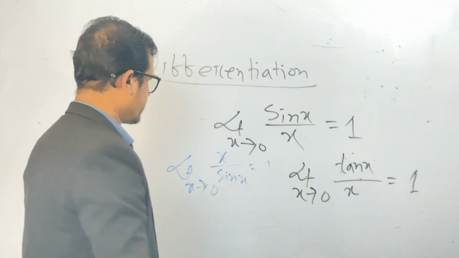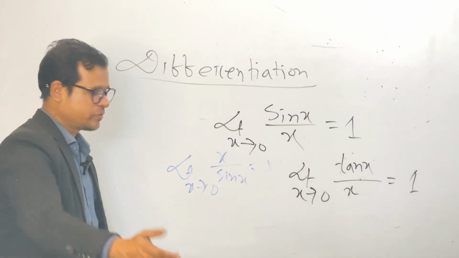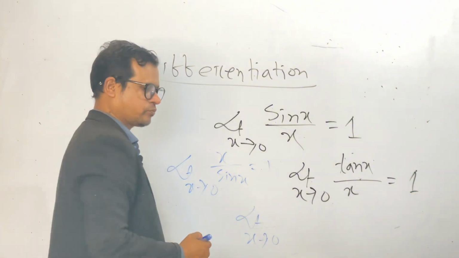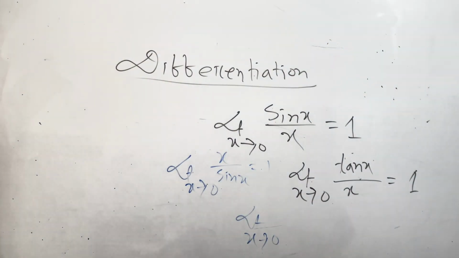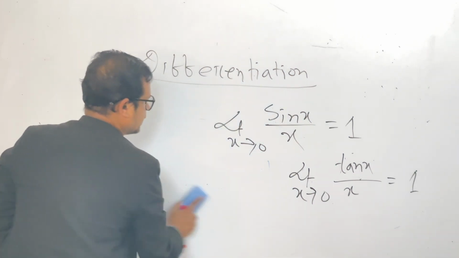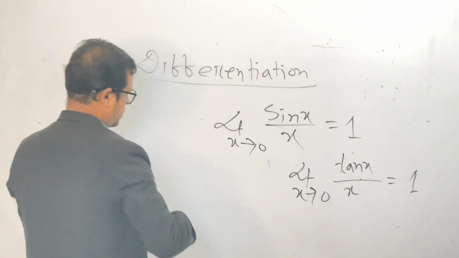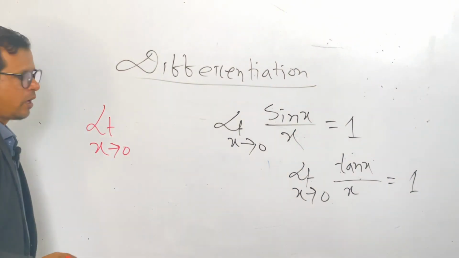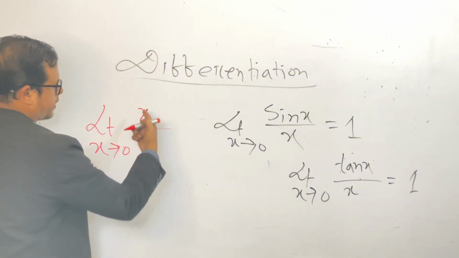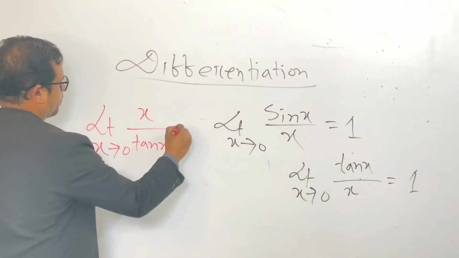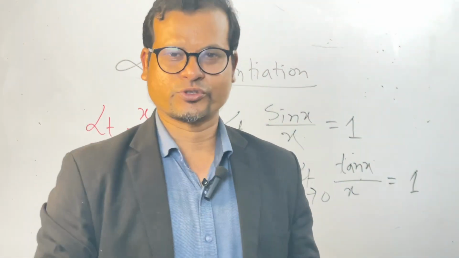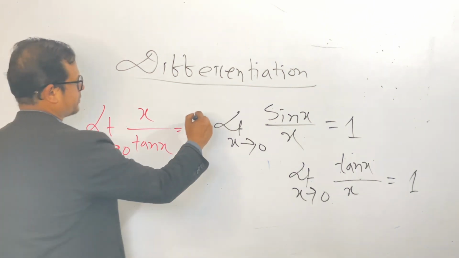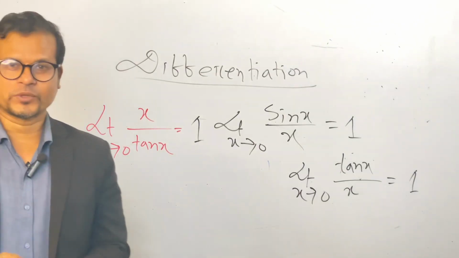There is another formula, same. Limit x tends to 0, x over tan x. What will be the value? Same, 1. These four formulas you have to remember.